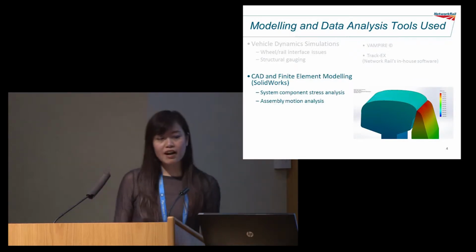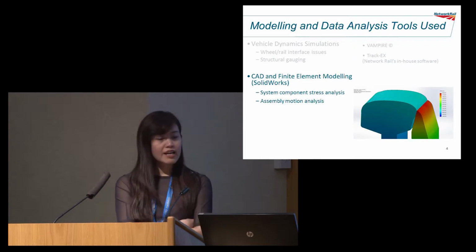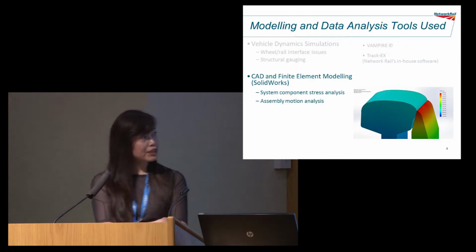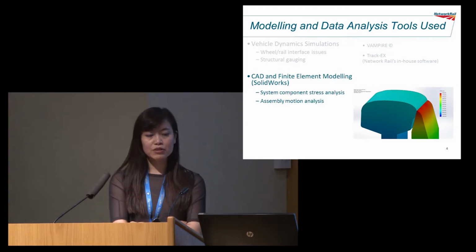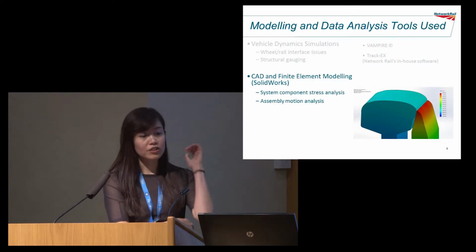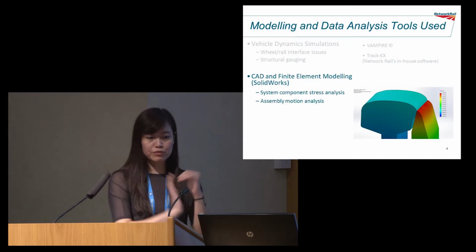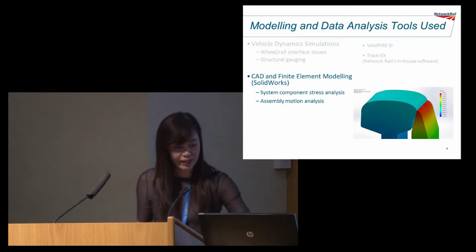Other tools are the CAD and finite element modeling tool, SolidWorks. I use it to calculate stress on components, and also to do some assembly motion analysis. The picture there shows an example of my work. I was looking at the effect of lipping on the stock rail that's acting on the switch rail. If you push the switch rail, what is the switch rail seeing? So this is one example.